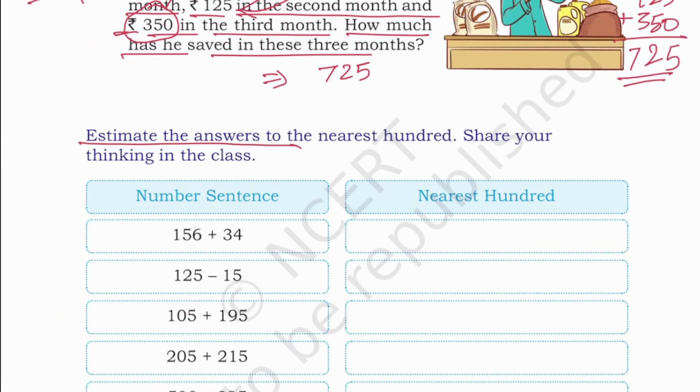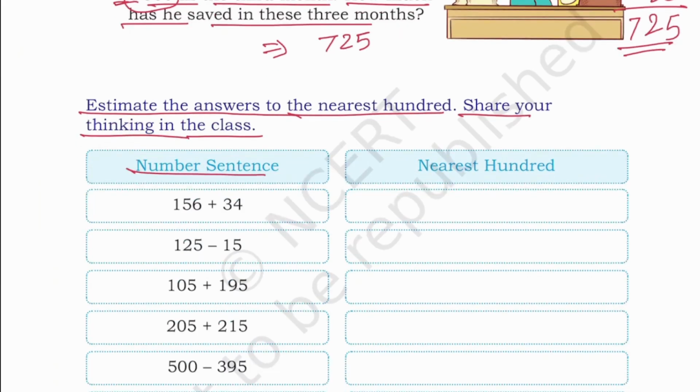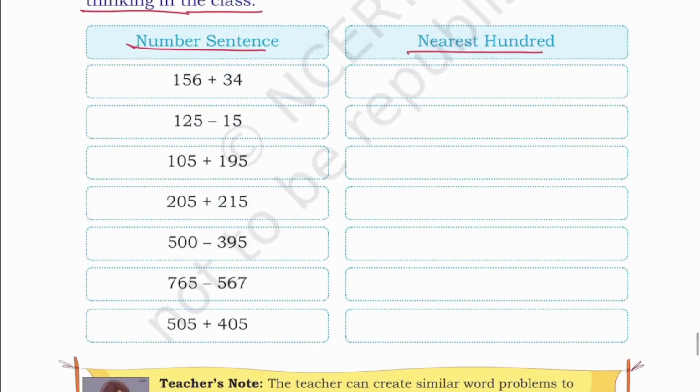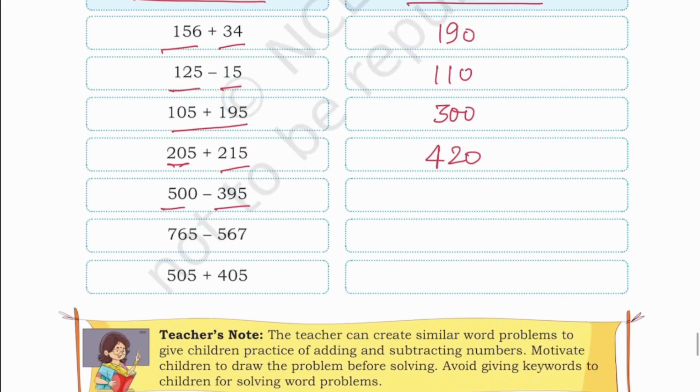Estimate the answer to the nearest 100. Share your thinking in the class. Number sentence, nearest 100, the answer could be: 156 plus 34, that is 190. Similarly, 125 with 15 subtracted from it, you will get 110. 105 plus 195, you will get 300. 205 plus 215, 420. 395 subtracted from 500, you will get 105.